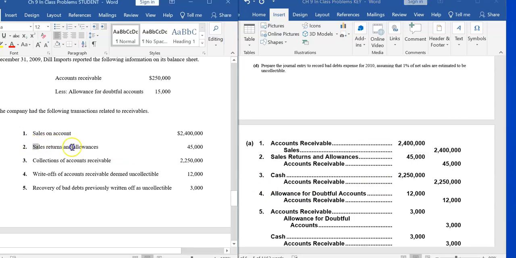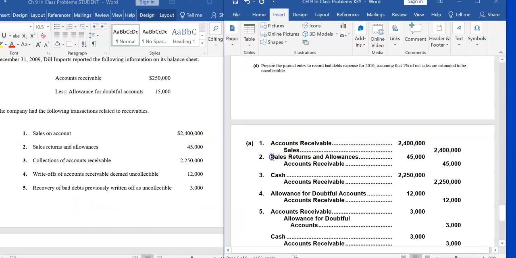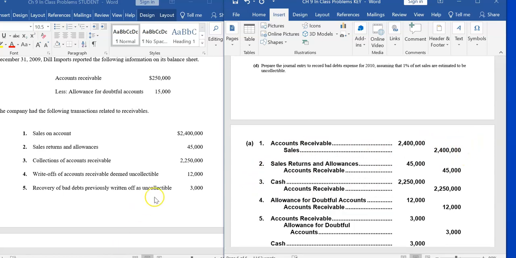Then we're going to have the total sales returns and allowances that occurred during the year. Remember, we don't directly reduce revenues when we have a return or allowance. We use our contra revenue account. So we would debit the sales returns and allowances account, and we would decrease receivables.